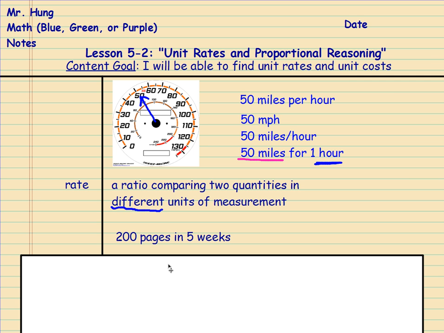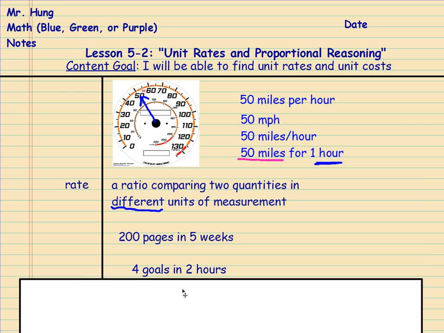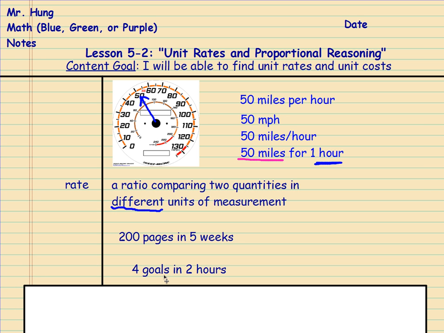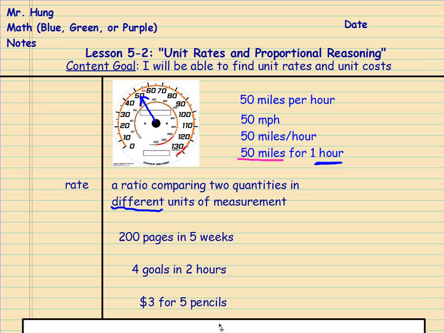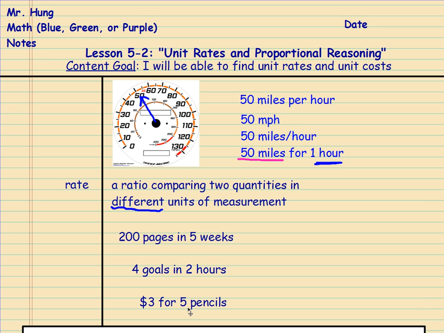Now this is another example. If you read 200 pages of, let's say, the Phantom Tollbooth in 5 weeks, this is also a rate. If you're playing soccer and you score 4 goals in 2 hours, that's also a rate. We have two different units, goals in how many hours. And $3 for 5 pencils, this is also a rate.